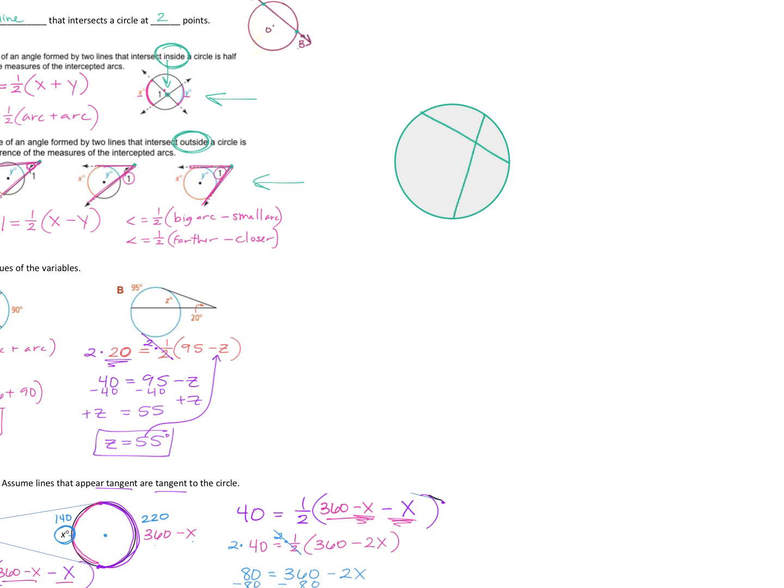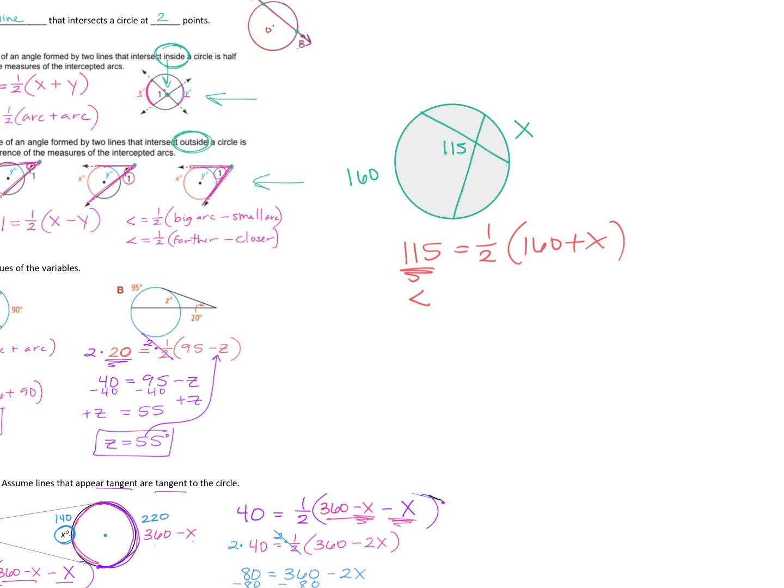Let's say this is x, this is 115 and this is 160. How would you set that up? Are you gonna add or subtract? You're gonna add. What's the standalone? 115. So 115 equals half of 160 plus x, right? Inside we add. The standalone is always the angle.